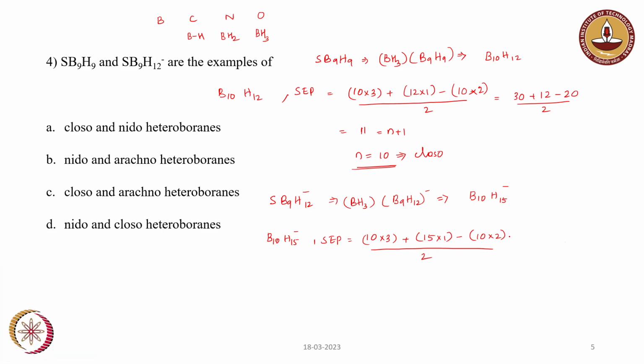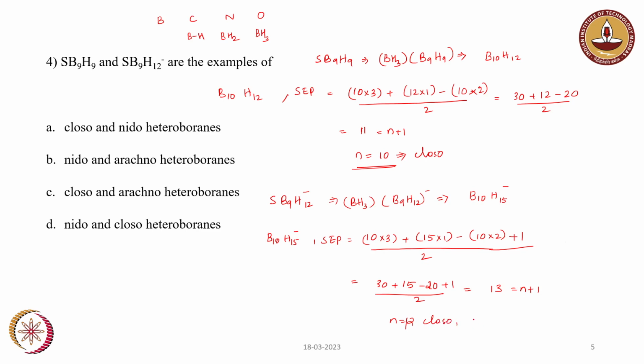So one electron is present as negative charge. So then we have to add that as well. So it will be 30 plus 15 minus 20 plus 1 divided by 2, which is equal to 13, which is n plus 1, and n equal to 12 will be closo.